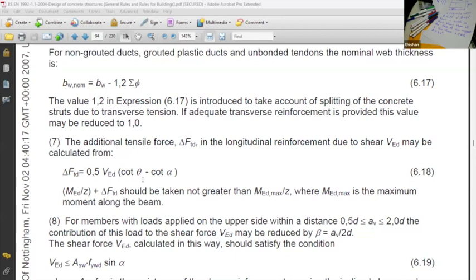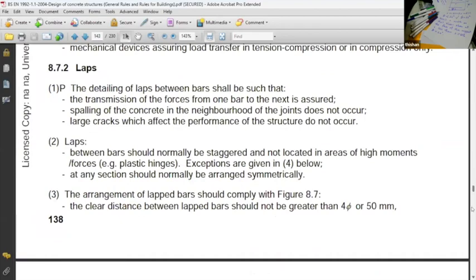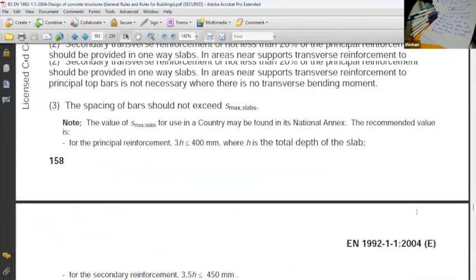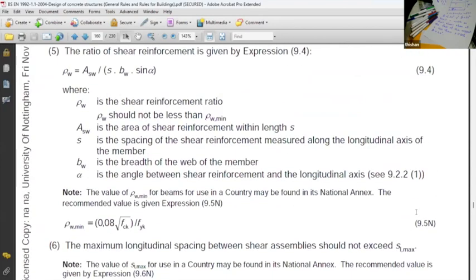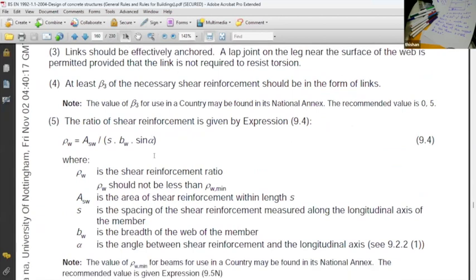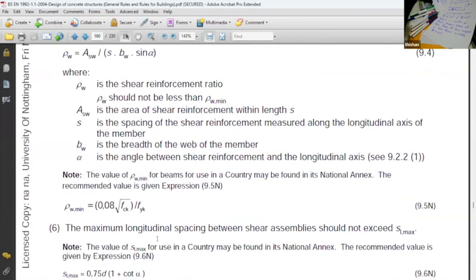Got it? Yes. And then, when you go to section 9, it says the minimum reinforcement. Section 9 is all about minimum reinforcement. Here you get it. The reinforcement ratio for shear is given by this, where alpha is 90, so sin alpha is 1. And then they say the minimum ratio is given by this one. So there's a minimum longitudinal reinforcement. Sorry, the minimum shear link. There's a minimum.